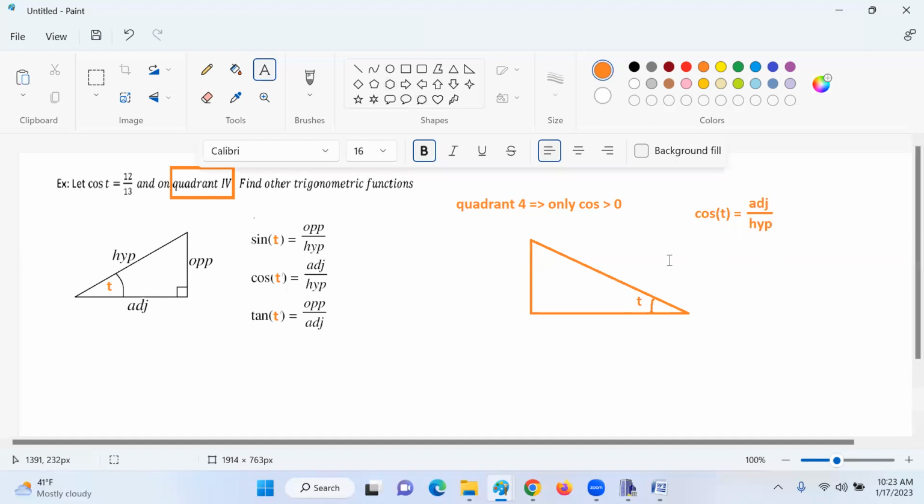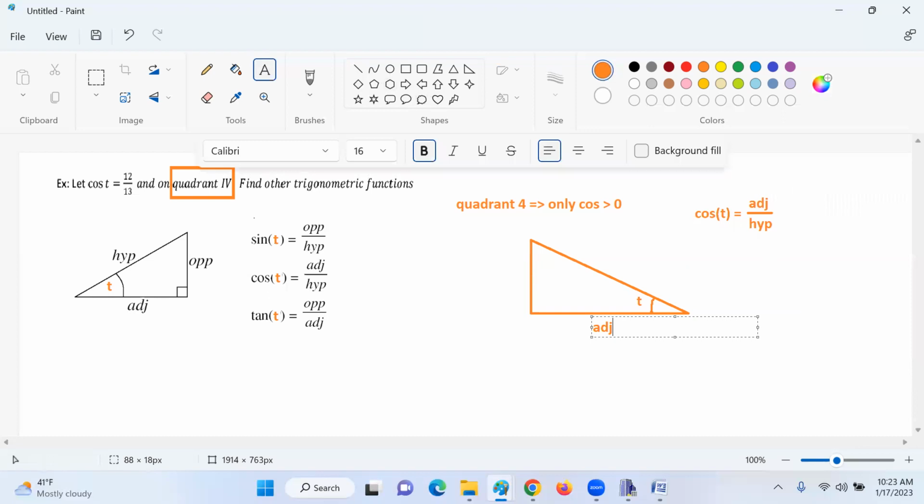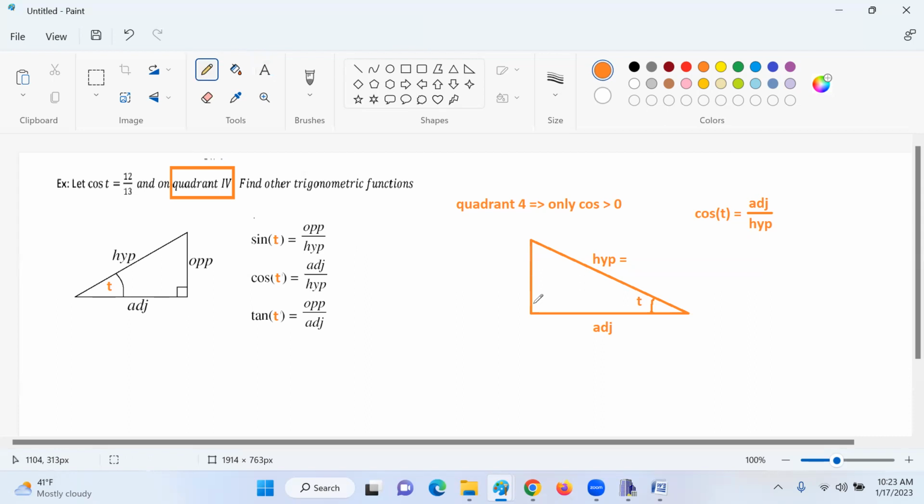So what do we mean by the adjacent? The adjacent will be the side length that is adjacent to the angle, so this is going to be adjacent. And then the hypotenuse, on the other hand, will be the side opposite the 90-degree angle. So this will be the hypotenuse.